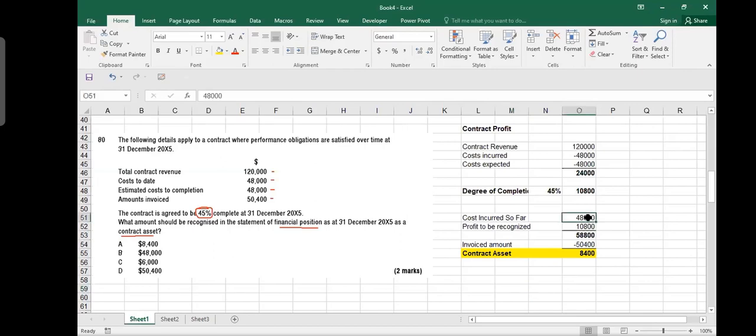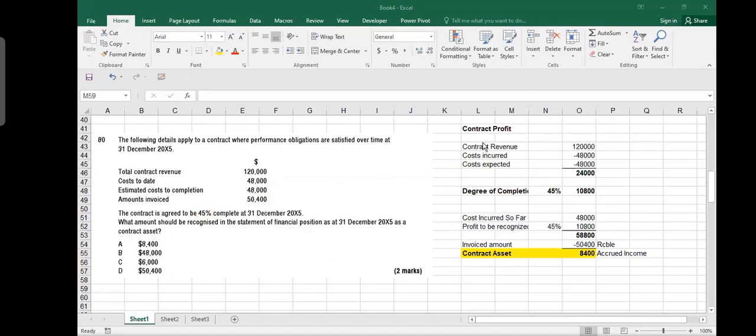It includes your cost plus 45% of profit. So this is 45% of total profit, okay? Because you finished 45% of the job. But what you have invoiced is 50,400. So this goes into my actually receivable, and this is my accrued income, but this is also kind of receivable. It will be invoiced in next period. 8,400,000. This is your contract asset amount. Okay, so this is done.